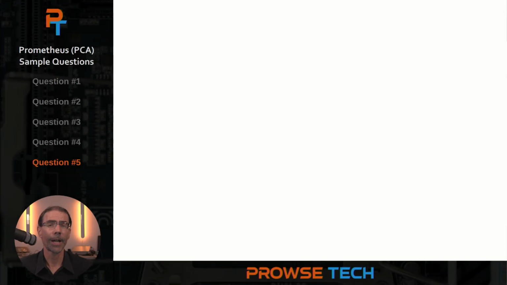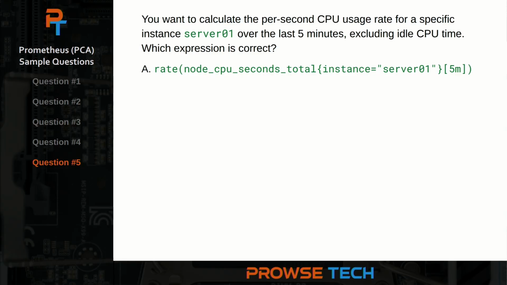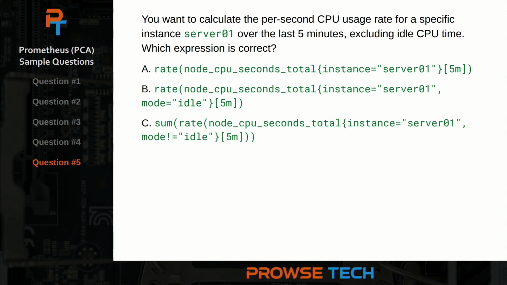And finally, question 5. You want to calculate the per second CPU usage rate for a specific instance, server 01, over the last 5 minutes, excluding idle CPU time. Which expression is correct? A, and we have a rate function. I'm not going to read through the entire thing. Or B, another rate function. C, sum and rate functions. Or D, an average function. This time I'll give you 5 seconds to pause the video and take your time, look through the question and look through the answers, and I'll be back with the correct answer in a little bit.